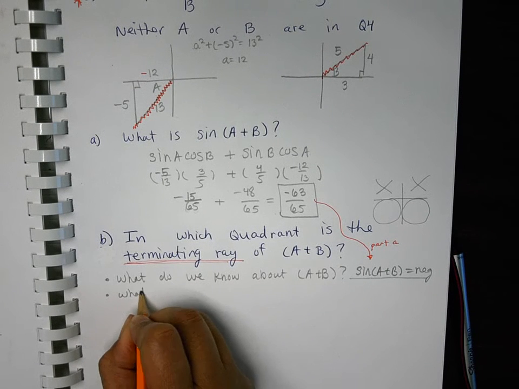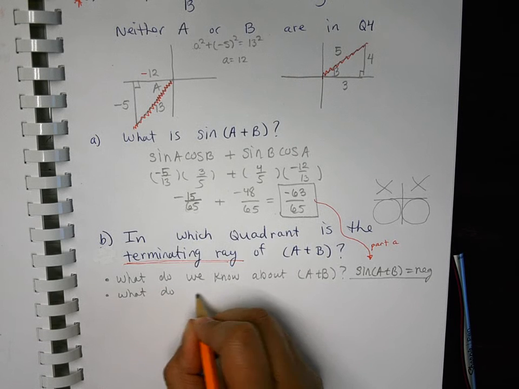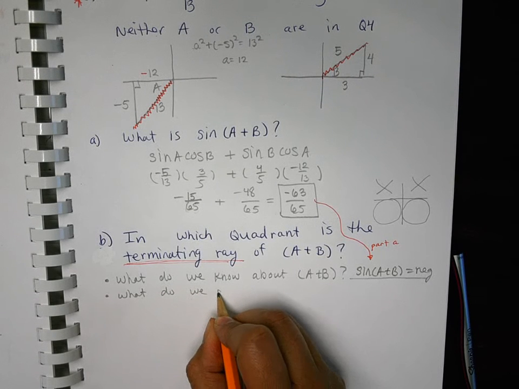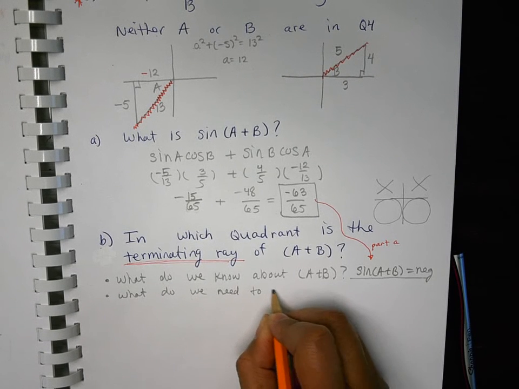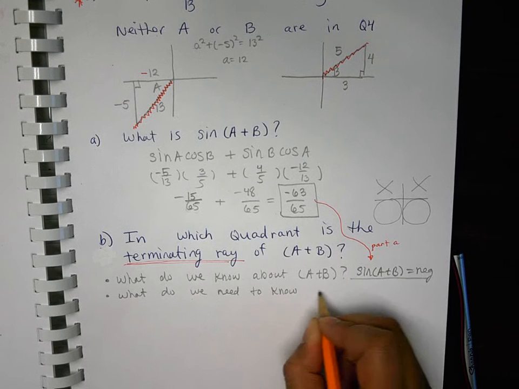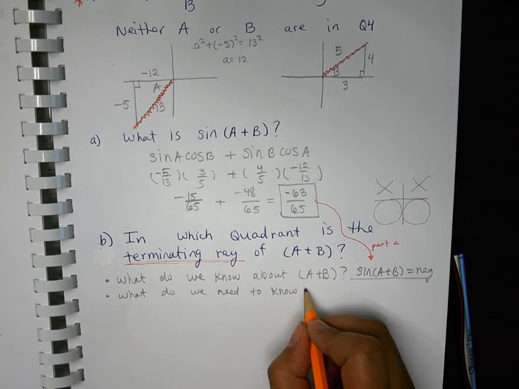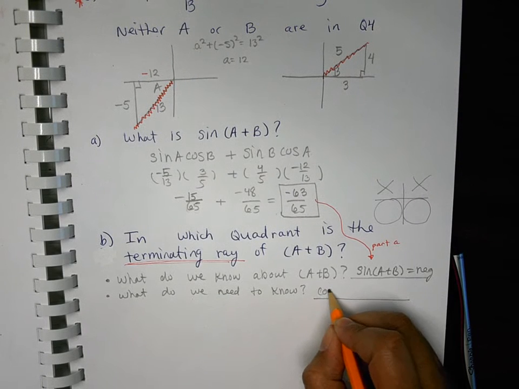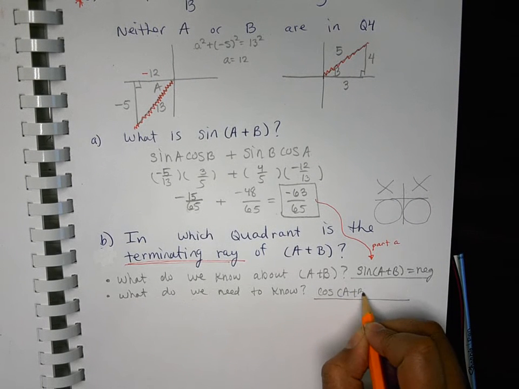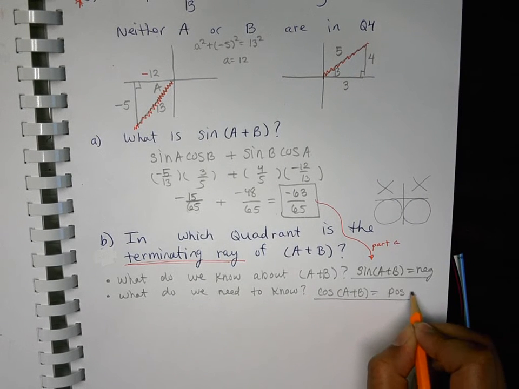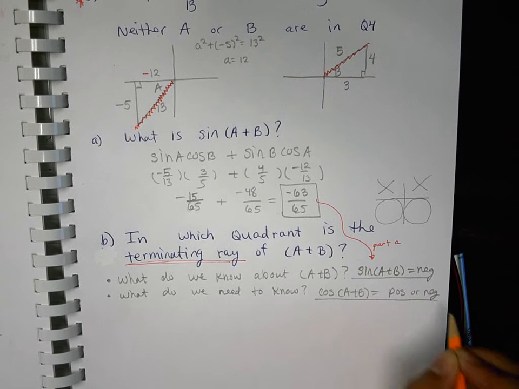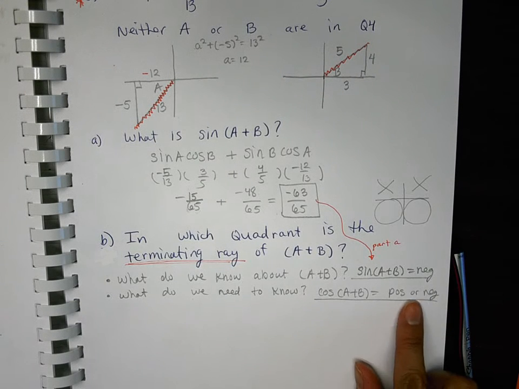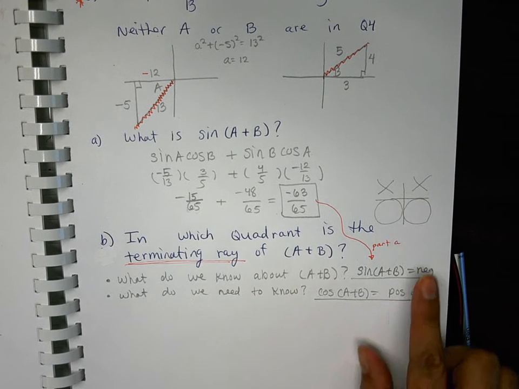We need to know what cosine is to solve it. You are correct. We need to know if cosine of A plus B is positive or negative. Good job, guys. Okay, do you guys agree if we know whether cosine's positive or negative, we can then eliminate to either quadrant 3 or quadrant 4?